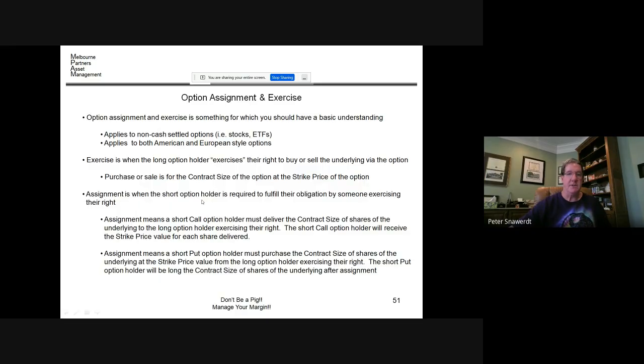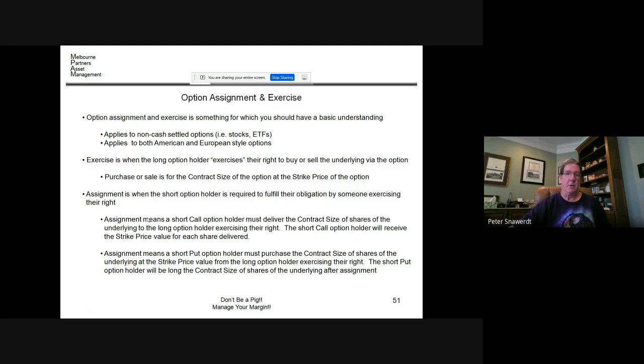Assignment is what happens to the short option holder. I kind of outlined that here. If it's a stock or an ETF, if you shorted a call option, then the long option holder chooses to exercise their right, you then have to sell them a number of shares at the strike price.